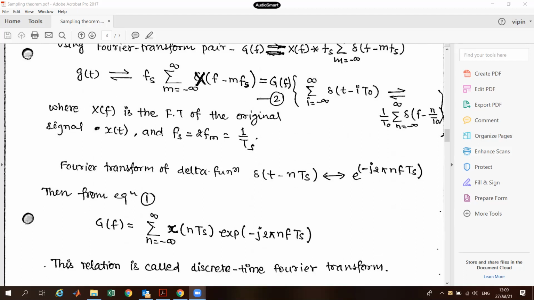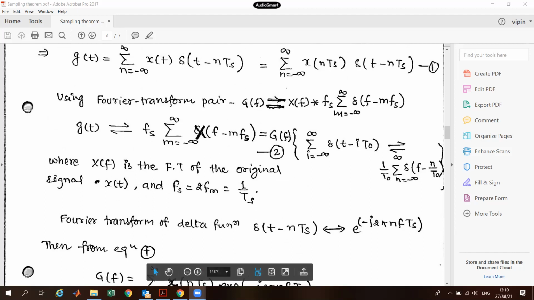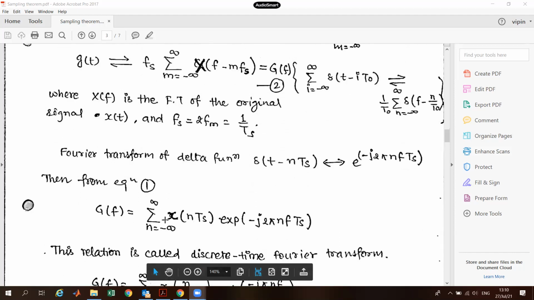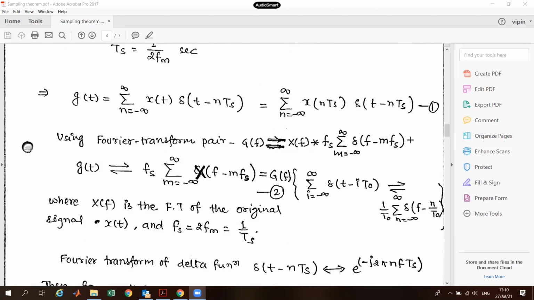Now the Fourier transform of a delta function is e raised to the power of whatever the value there is. Ideally the Fourier transform of delta t is equal to 1, but we have a time shifting here, so we are applying the time shifting property and then finding it. So whatever the value of n and ts is, that will go there, e raised to the power minus j omega n ts, if you remember. So the Fourier transform of delta t minus n ts will be this. Then putting this in equation 1, we can say that gf will be equal to the summation of x of n ts, meaning we are putting it here.